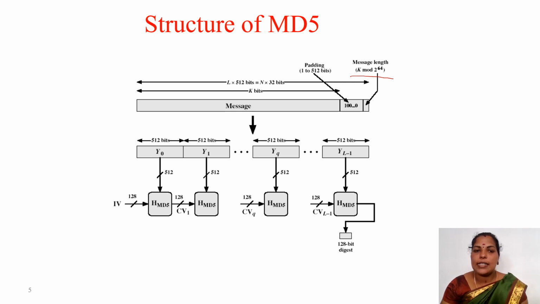Then we divide the message into different blocks of size 512 bits. Then the initialization vector is applied. We give the message as well as the initialization vector to the hash function. The message block size is 512 bits, and the initialization vector size is 128 bits. Here we perform the compression operation, and finally we get the message digest of size 128 bits. So this MD5 produces a message digest of size 128 bits, but the input to this algorithm is of arbitrary length, and the output it produces is always a 128-bit message digest.